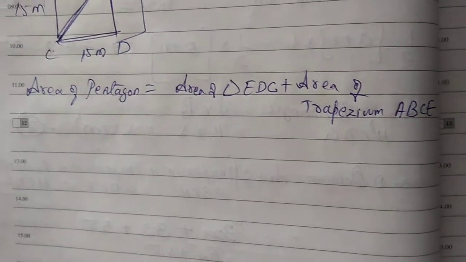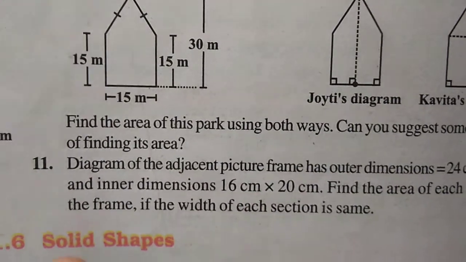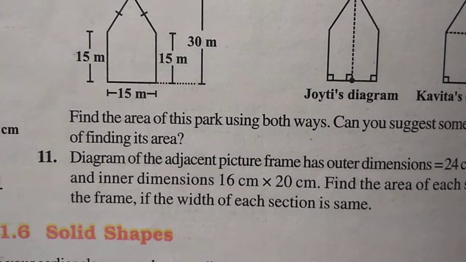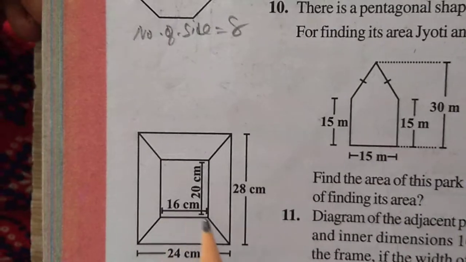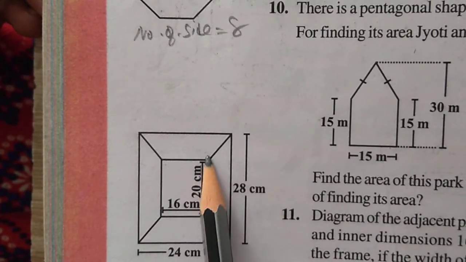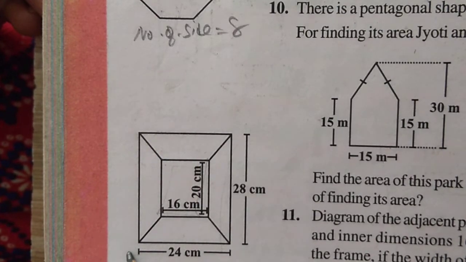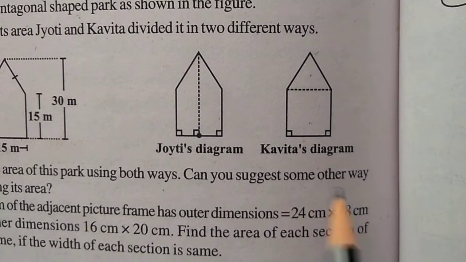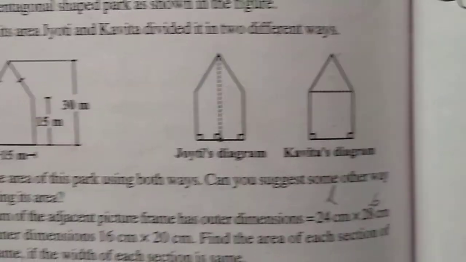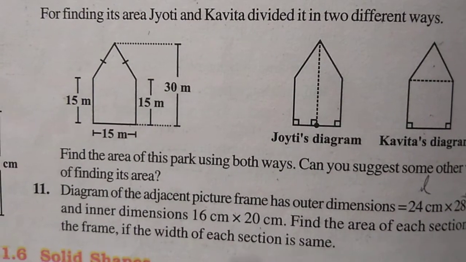Now we have come to the last sum in this exercise. The diagram of the adjacent picture frame has outer dimension. So you have a picture frame. You can see inside it is in the shape of a rectangle and outside you have a bigger rectangle. The picture frame has outer dimension 24 and 28, that is length and breadth, and inner dimension 16 and 20. Find the area of each section of the frame if the width of each section is the same.